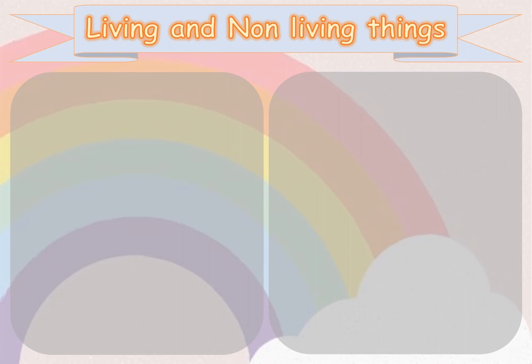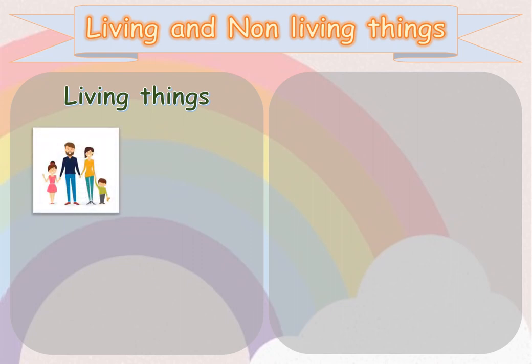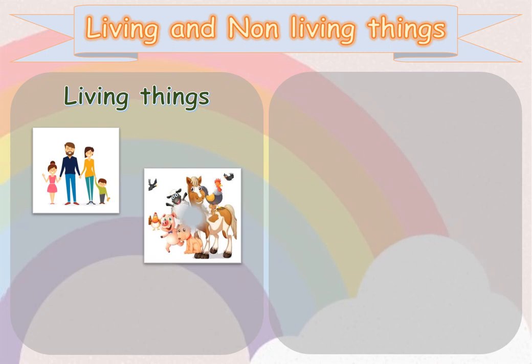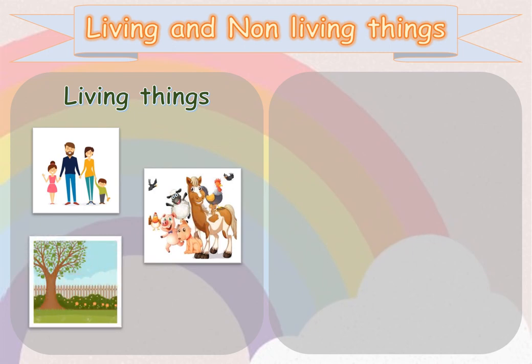Okay, now we are going to learn living and non-living things. As we know, living things need food. They need to eat, to drink, and to breathe. They also can grow and they can reproduce. Living things are human beings, animals, and plants.